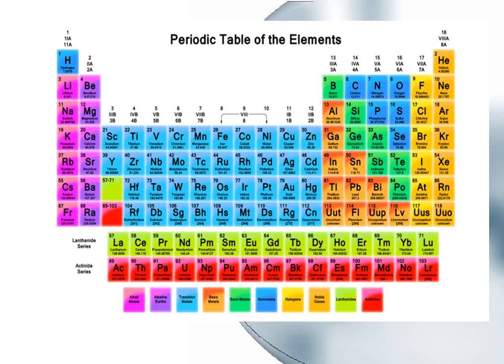So hydrogen and helium are present in the first period, and then lithium, beryllium, boron, carbon, nitrogen, oxygen, fluorine and neon are present in the second period, and then sodium, magnesium, aluminium, silicon, phosphorus, sulfur, chlorine, argon are present in the third period. The first, second and third periods are called short periods because they contain only main block elements, while fourth, fifth, sixth and seventh periods are called long periods because they contain both main block elements as well as transition elements. Okay students, it was all about the periodic table.